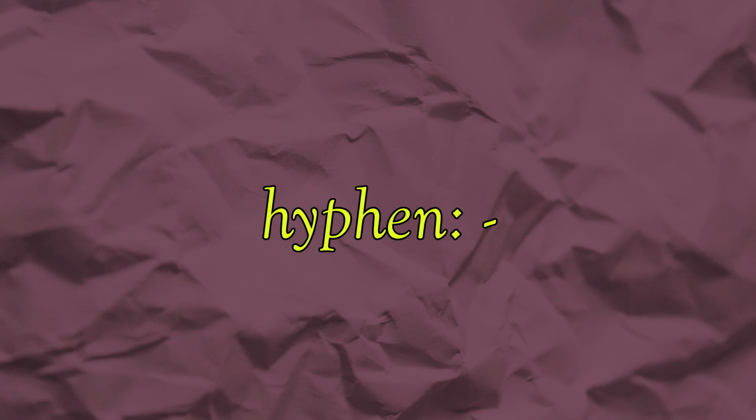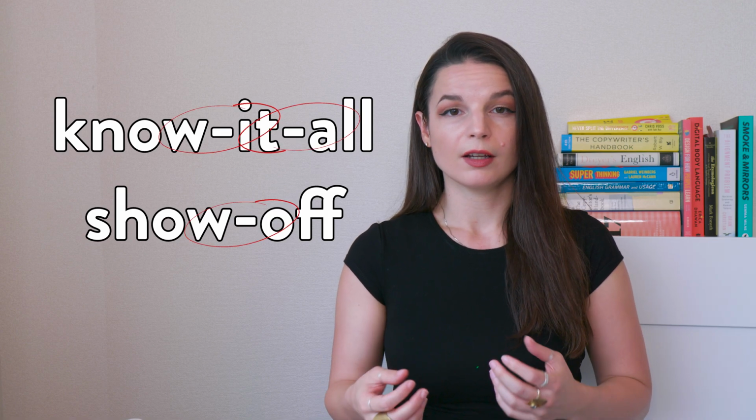And lastly, we have the hyphen, the shortest dash. This is the one we use to connect compound words, like know-it-all or show-off. These dashes have a lot of uses, but these are arguably the most common. So how do these rules relate to detecting AI?